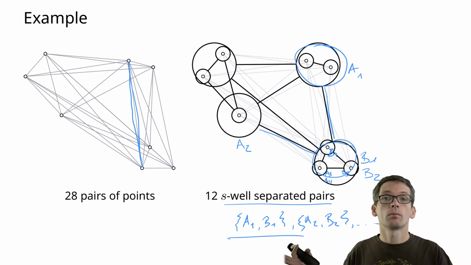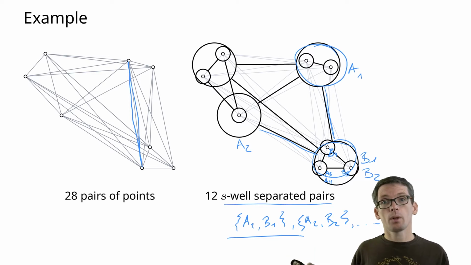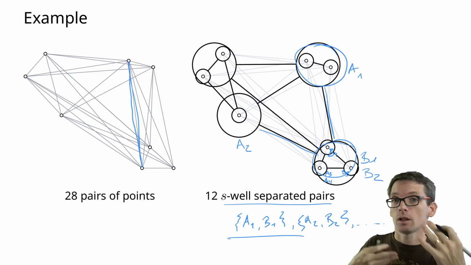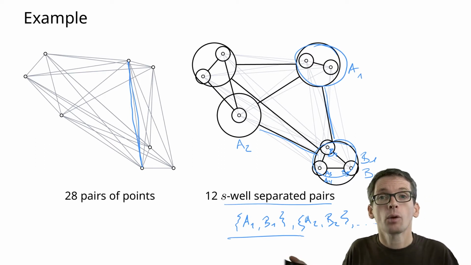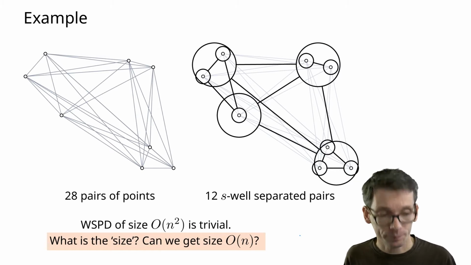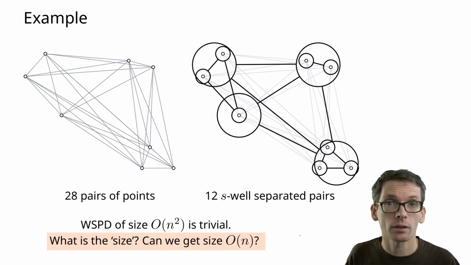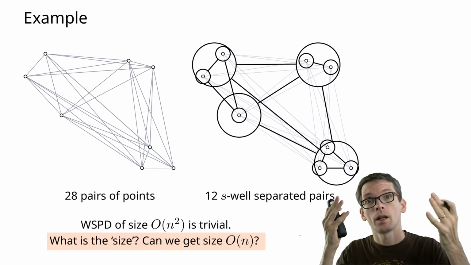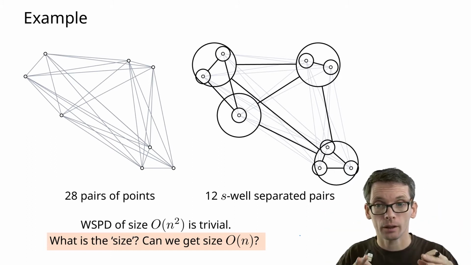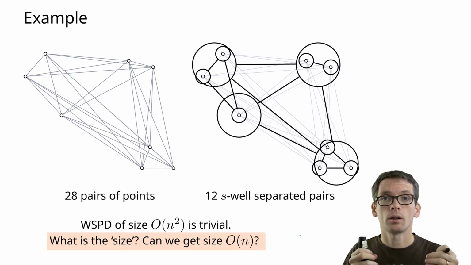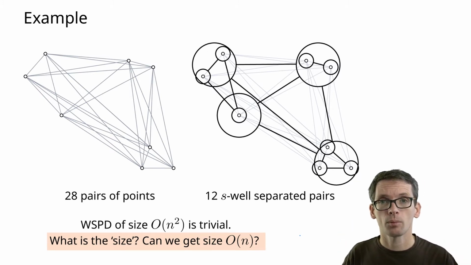Okay, now we have defined what an S well-separated pair decomposition is. The first question is, does there always exist one? And of course, there is always one, namely the complete graph gives us an S well-separated pair decomposition. But that's of course not what we wanted to have. We wanted to have fewer than a quadratic number of edges. So we want to have a small S well-separated pair decomposition.